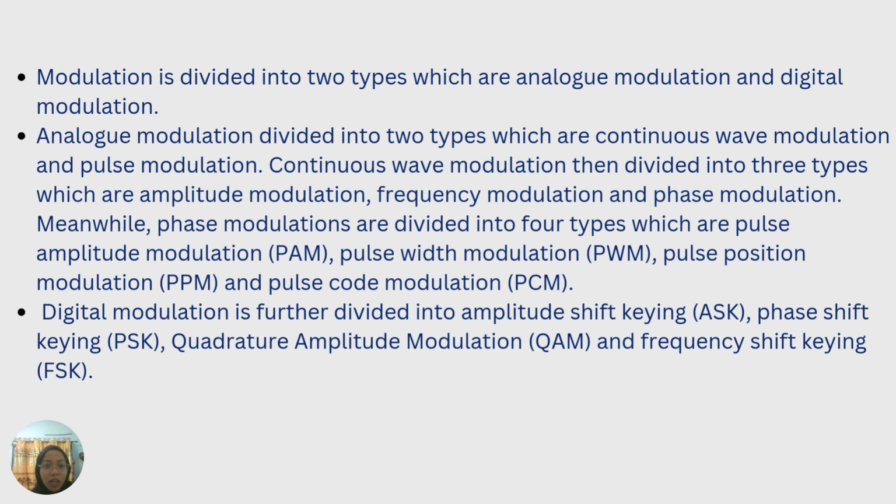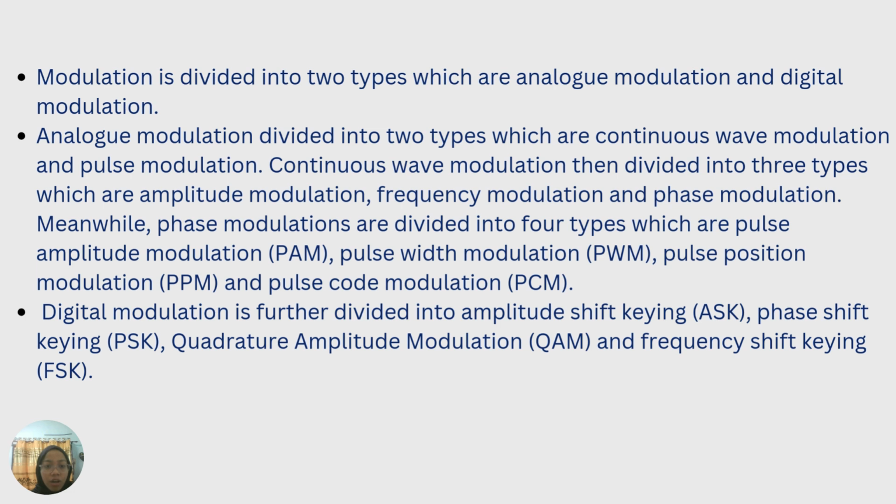Modulation is divided into two types, which are analog modulation and digital modulation. Analog modulation is divided into two types, which are continuous wave modulation and pulse modulation. Continuous wave modulation is then divided into three types, which are amplitude modulation, frequency modulation, and phase modulation.